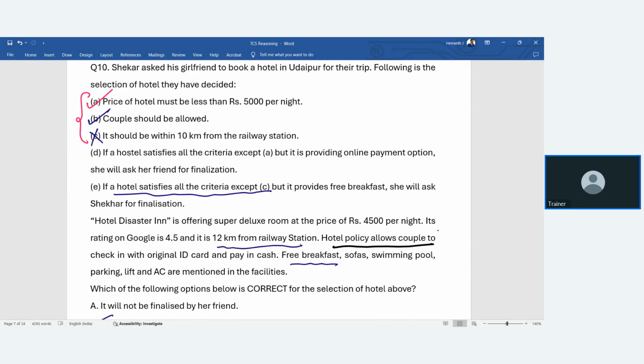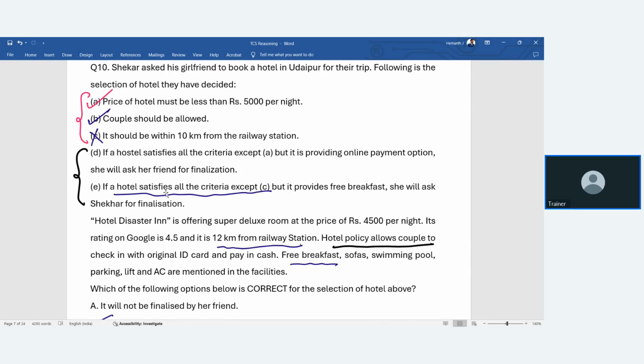So the C condition failed. When C failed, A and B are true. You see this E point, these two are exception-related. If a hotel satisfies all the criteria except C, but it provides free breakfast, yes, it provides free breakfast, then I have to ask permission from Shaker for finalization.